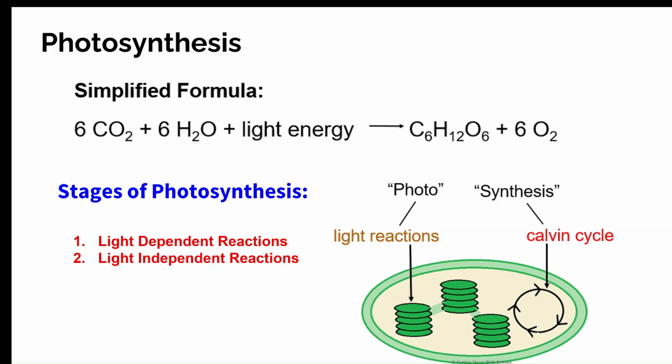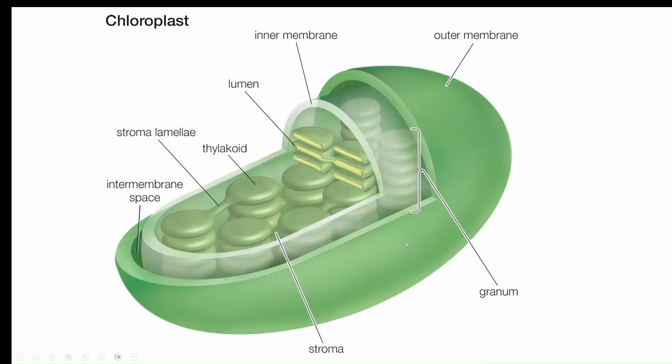And so now what we're going to do in this lecture is talk about the synthesis part. We're done with the light reactions. Now we're going to be talking about the light independent reactions. All right, so where are the light independent reactions going to occur? They're going to be occurring right over here in the stoma, or sorry, the stroma.